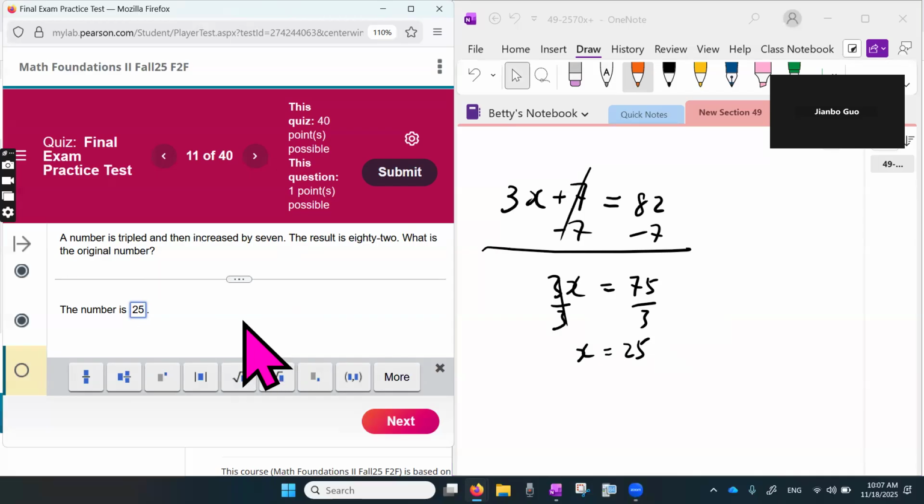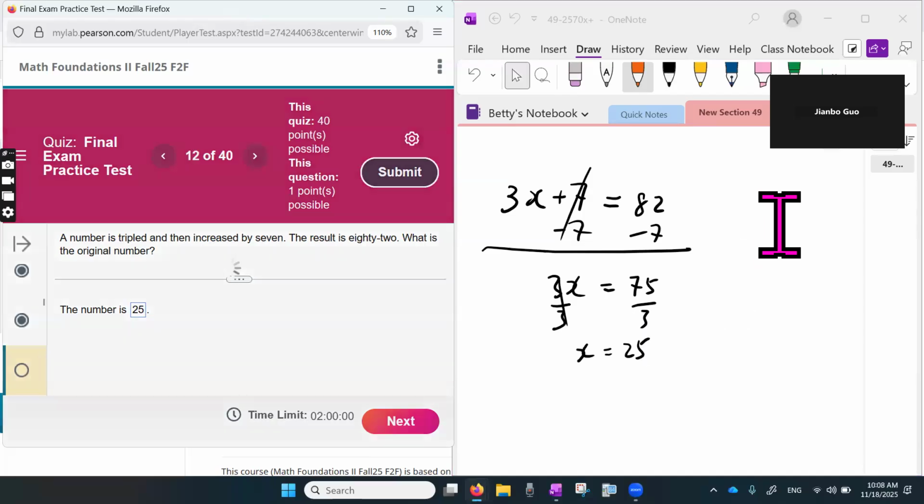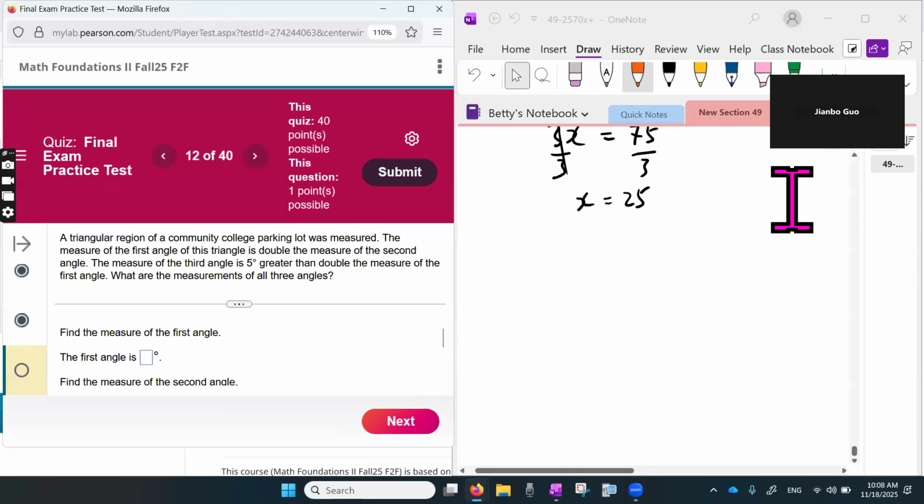Triple it is tripled, so 75. And then increased by 7. So 75 plus 7 is 82. Yeah, the result is 82. So that means the number satisfies the given condition. Very good. Number 12. A triangular region of a community college parking lot was measured.